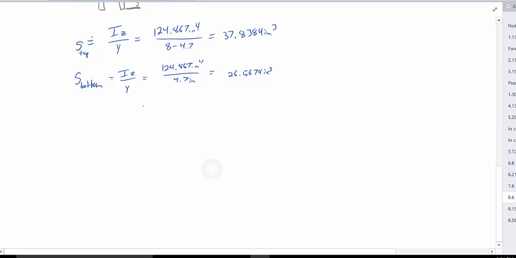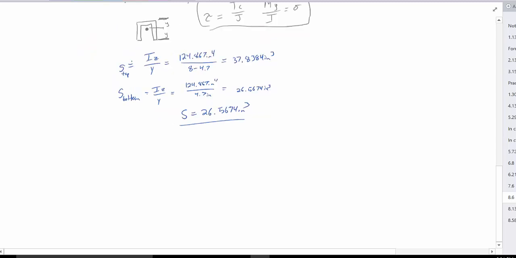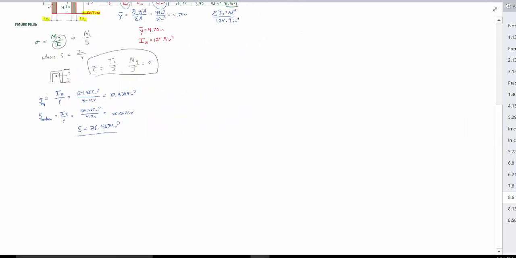So our section modulus is going to be the smaller of these two values. So we'll say S equals 26.5674 inches cubed. Okay? So that is now another one of our answers.